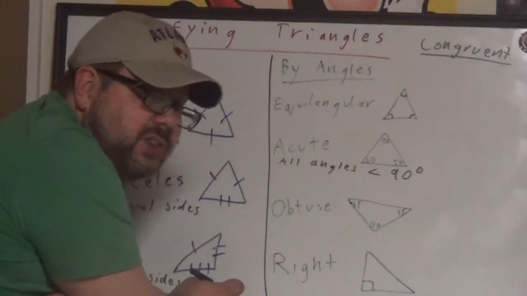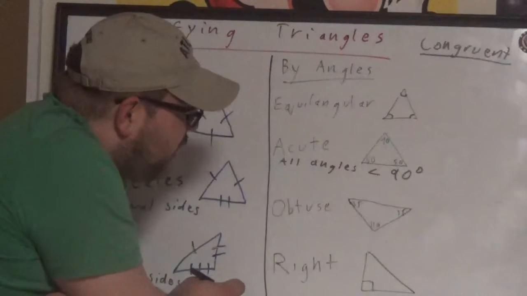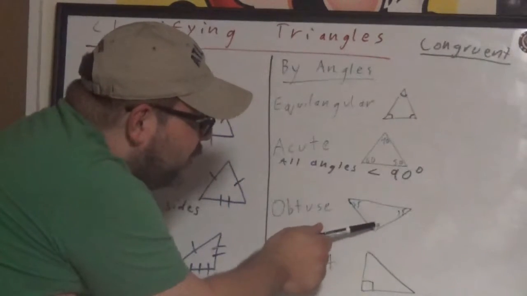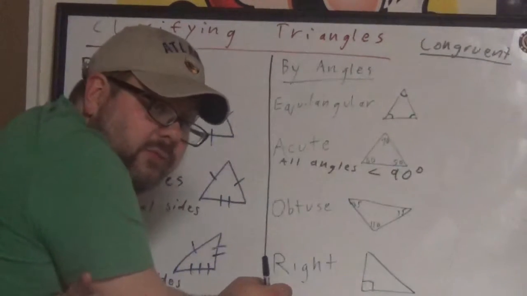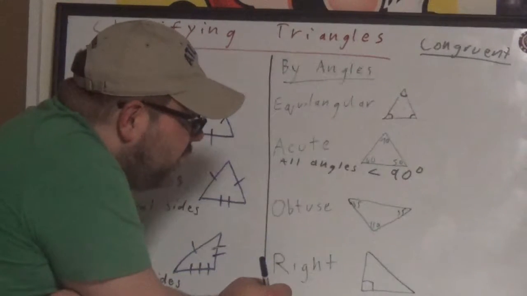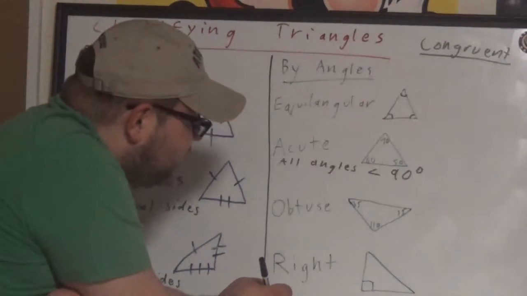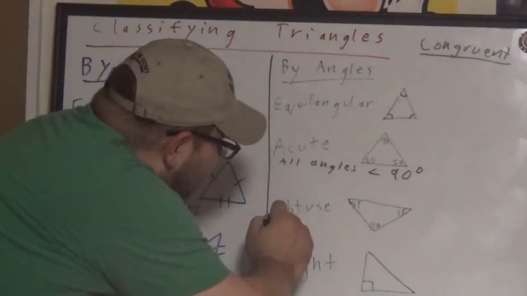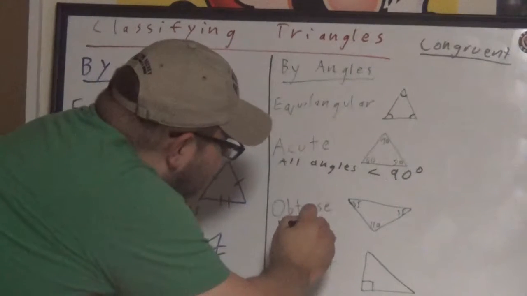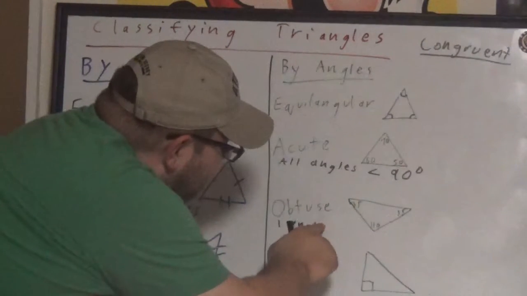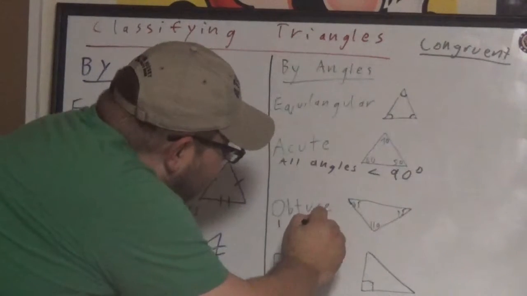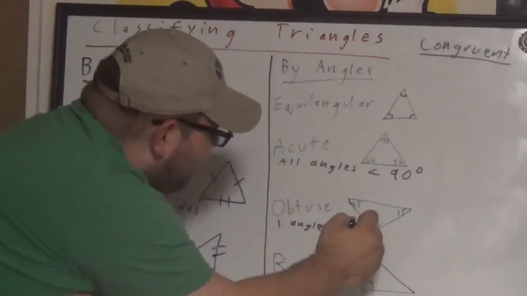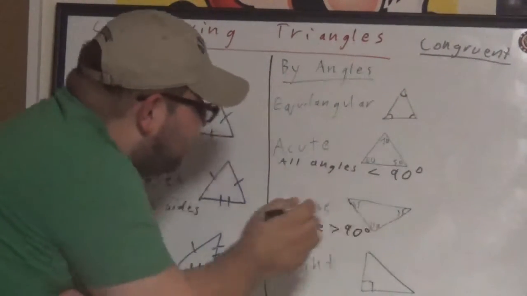An obtuse triangle is next. If you can read it, it says 35, 35, 110. Well, one of those is obviously bigger than 90. Therefore, it's not an acute triangle, so I guess it's an ugly triangle? Well, no, it's an obtuse triangle. It means that one angle is greater than 90 degrees.